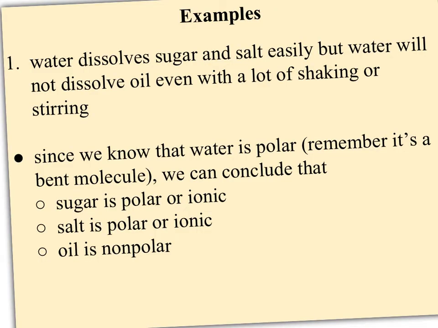Here's an example. Water dissolves sugar and salt easily, but water will not dissolve oil even with a lot of shaking or stirring. So what can we conclude about this? Well, we know that water is polar. Remember, it's a bent molecule with polar bonds on it. So that means sugar and salt must be polar or ionic. In reality, sugar is polar and salt is ionic, whereas oil is nonpolar. So that's why sugar and salt can easily dissolve in water, and oil, shake it as much as you want, just won't dissolve in water.